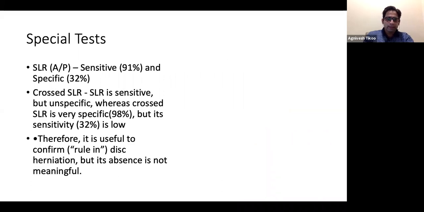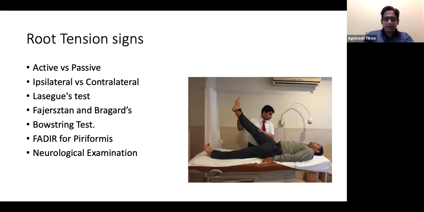Then there are certain special tests which we do to check for lower limb radiculopathy or upper limb radiculopathy. They are also a part of the spinal examination. So one is the straight leg raise test. What is a straight leg raise test? In a straight leg raise test, you make the patient lie flat on a couch. One hand should be on the knee, supporting and pushing it to keep the knee straight.